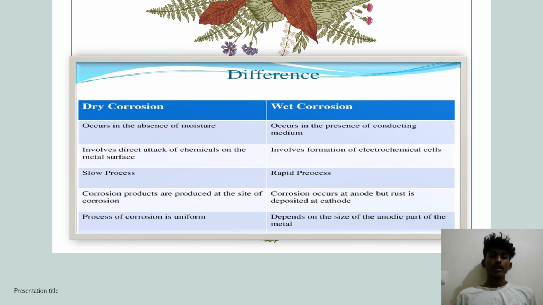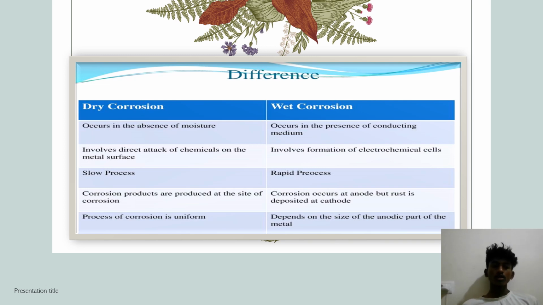Difference between dry corrosion and wet corrosion. Dry corrosion occurs in the absence of moisture. Wet corrosion occurs in the presence of a conducting medium. Dry corrosion involves direct chemical attack on the metal surface. Wet corrosion involves the formation of electrochemical cells. Dry corrosion is slow in process, while wet corrosion is rapid in process.